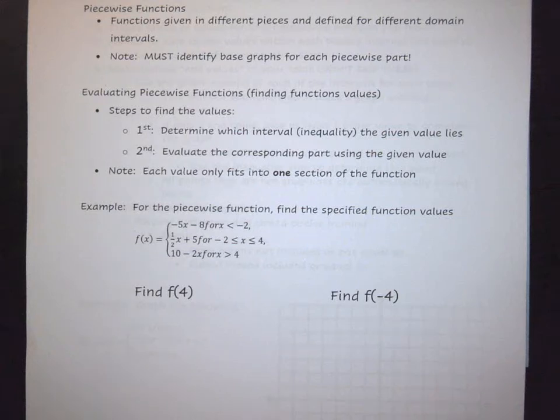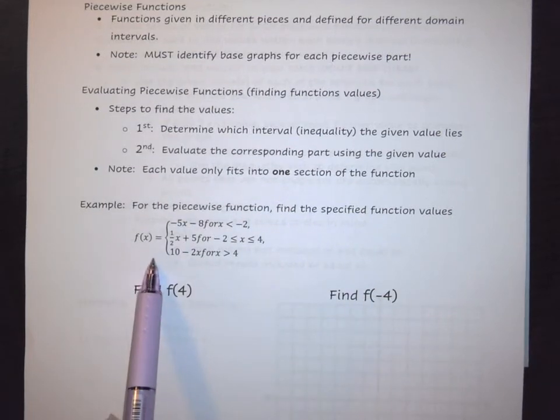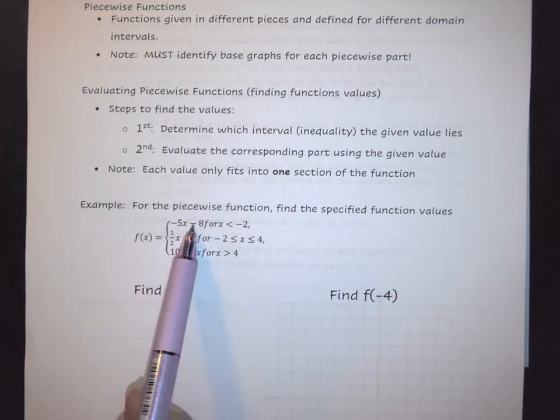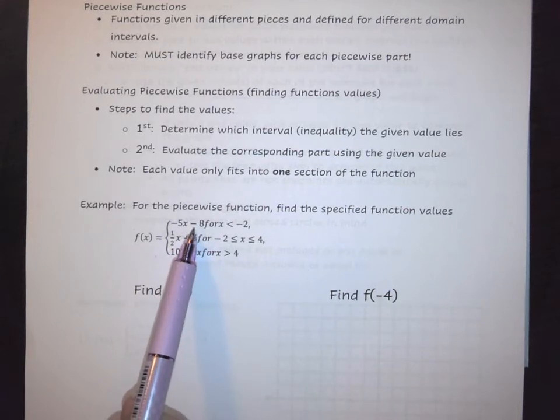Here we're going to look specifically at some examples of piecewise functions and the different things that we can do with them. Now, a piecewise function is just that. It is a function that is made up of many different pieces. So what happens is you are given a function, kind of like this one here, and notice this one is made up of 3 pieces.